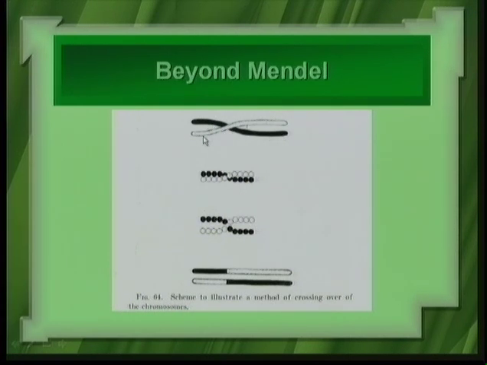You have one chromosome and another chromosome that are homologous. They're attracted to each other. What happens is that they both break and they exchange segments. Crossing over. This is a way to do genetic recombination.